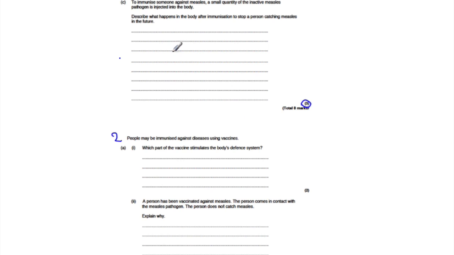And the first term we're going to mention is the involvement of white blood cells. You could also use the term lymphocytes there, and that would be acceptable. So you mentioned the fact that white blood cells, for your second mark, produce antibodies.